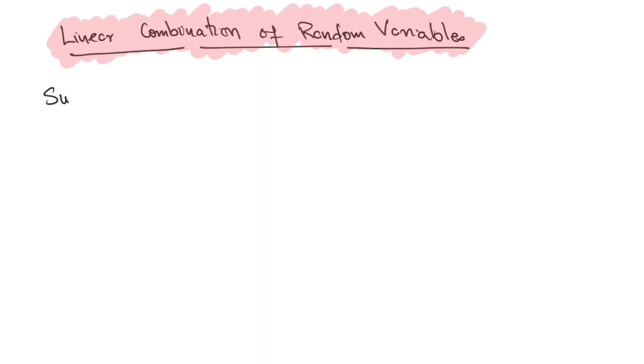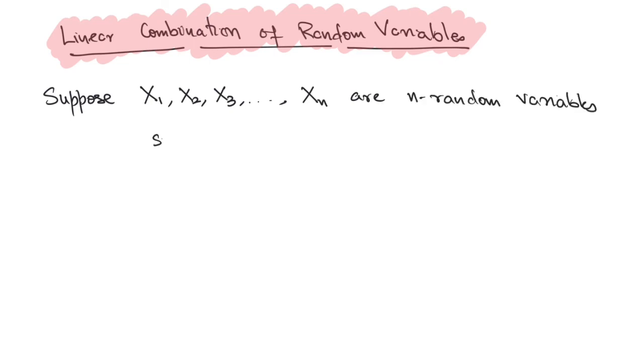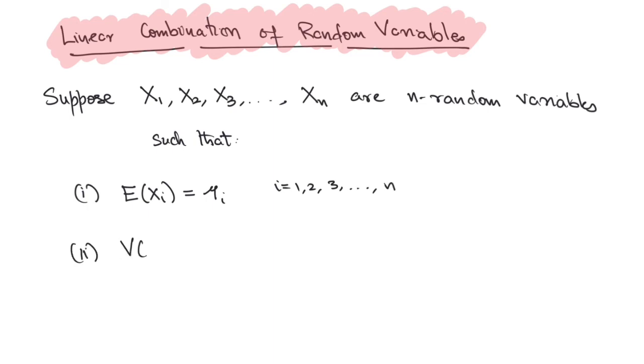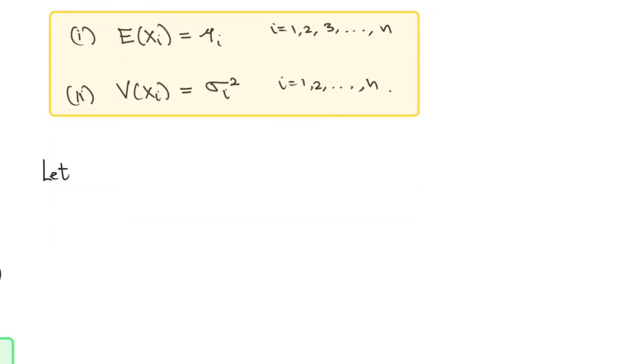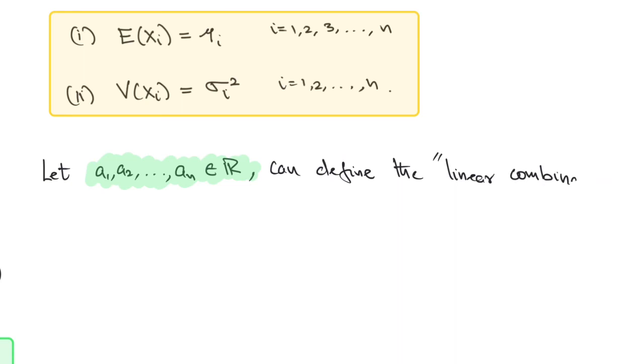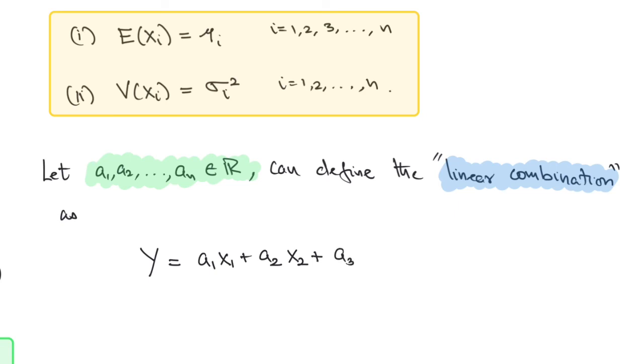Suppose we have n random variables x1, x2, x3 up to xn. And for each of these random variables, suppose we know their expected value to be mu i for i going from 1 through n, and the variance of xi to be sigma i squared, where i goes again from 1 through n. Now, if we had n real numbers, a1, a2 up to an, we can define the linear combination of x1 through xn as y equals a1 x1 plus a2 x2 plus a3 x3 up to an xn.